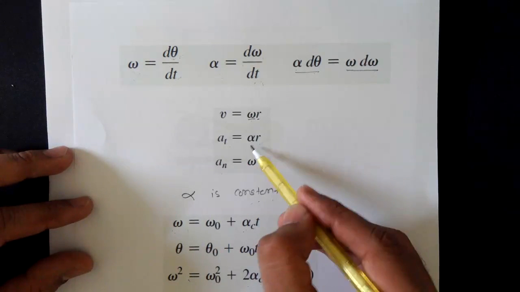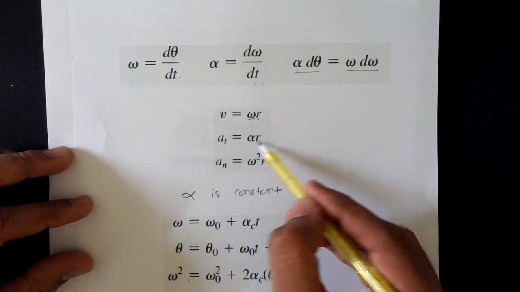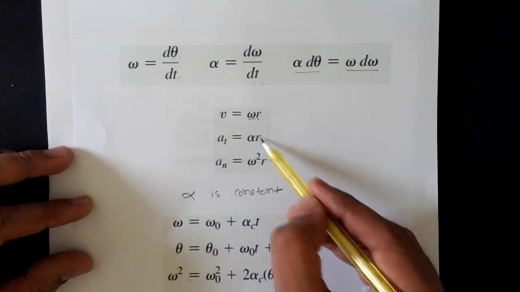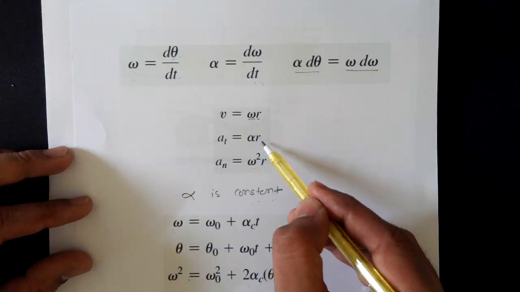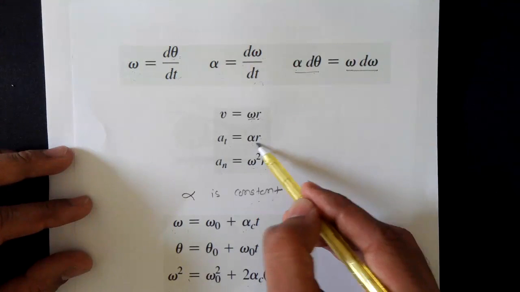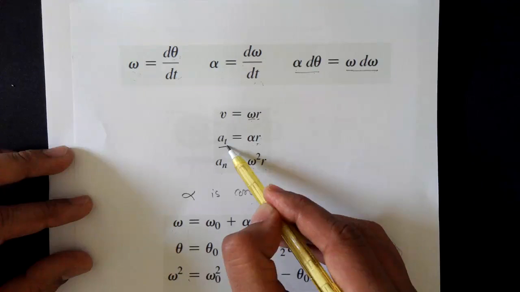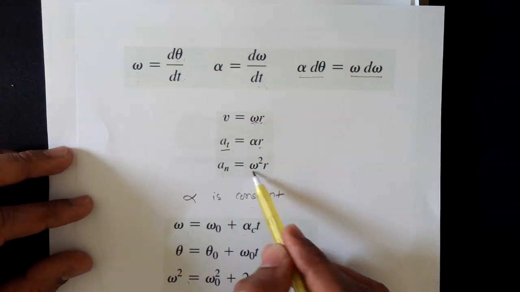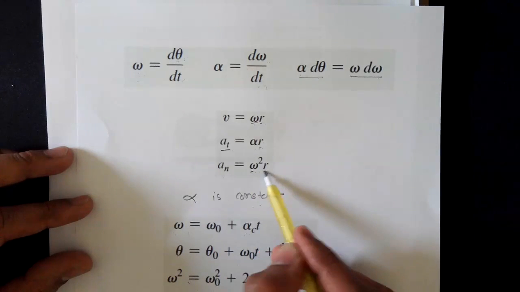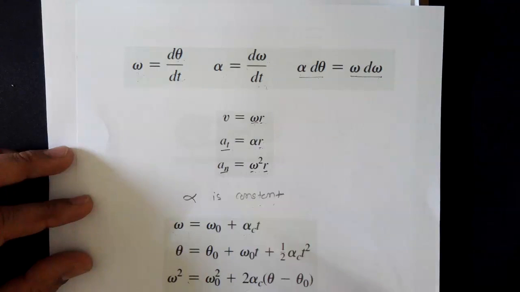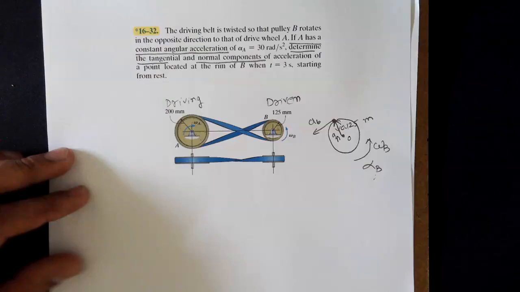Once we have alpha and omega for pulley B, we multiply alpha by the distance from the center. In this example, that point is at the rim of the pulley, so this R is nothing but the radius of the pulley, and that gives us the tangential component of the acceleration. We multiply the square of the angular velocity by the radius of pulley B, and that gives us the normal component of the acceleration. Okay, so let's begin.